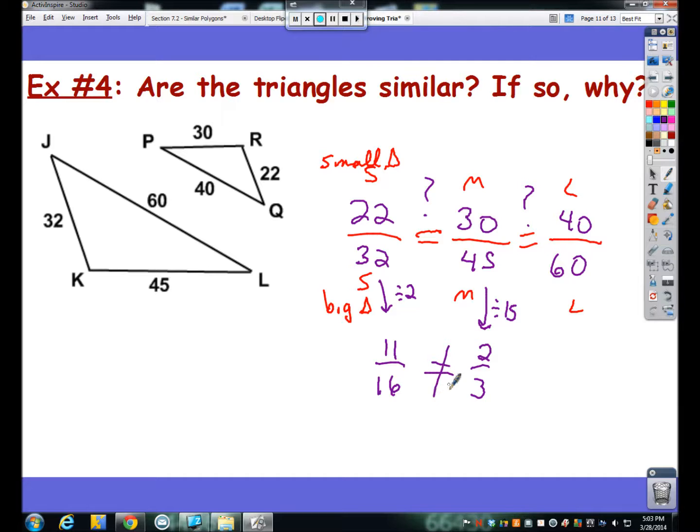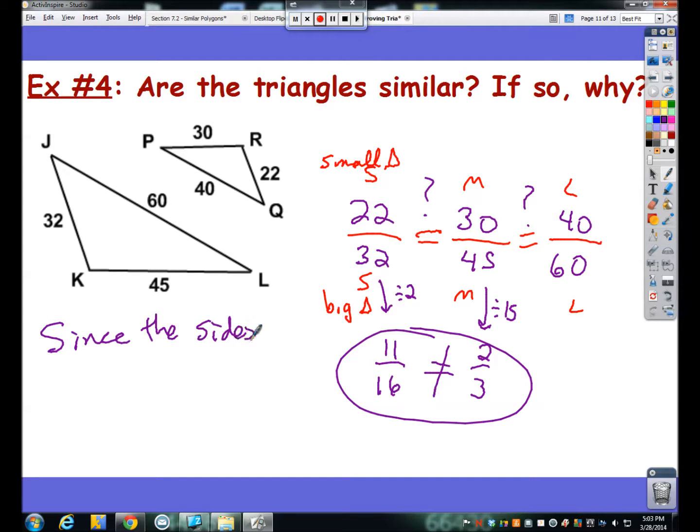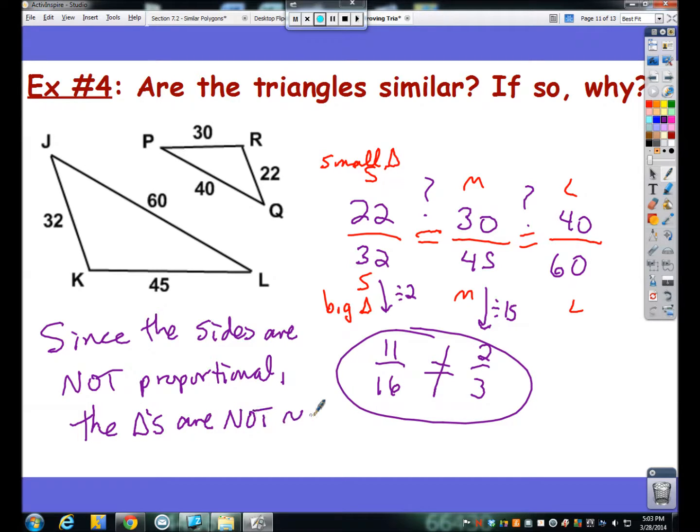We may immediately stop at this point and say, since the sides are not proportional, the triangles are not similar! Exclamation point, not factorial. And that would be our answer here. They're not similar because the sides are not proportional.